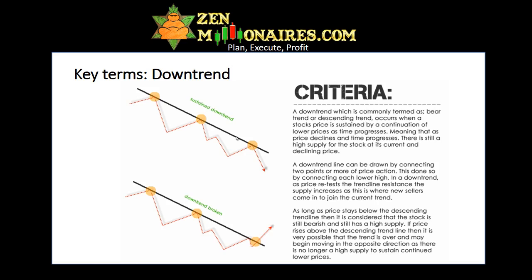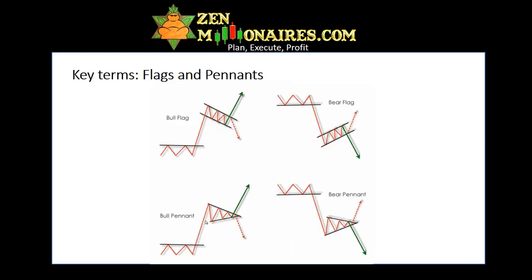If price rises above the descending line, then it's very possible that there is a shift and that the trend is over and it begins to move in the opposite direction. And that's why there's no longer a high supply of sellers. So it's looking like the stock is about to go up.